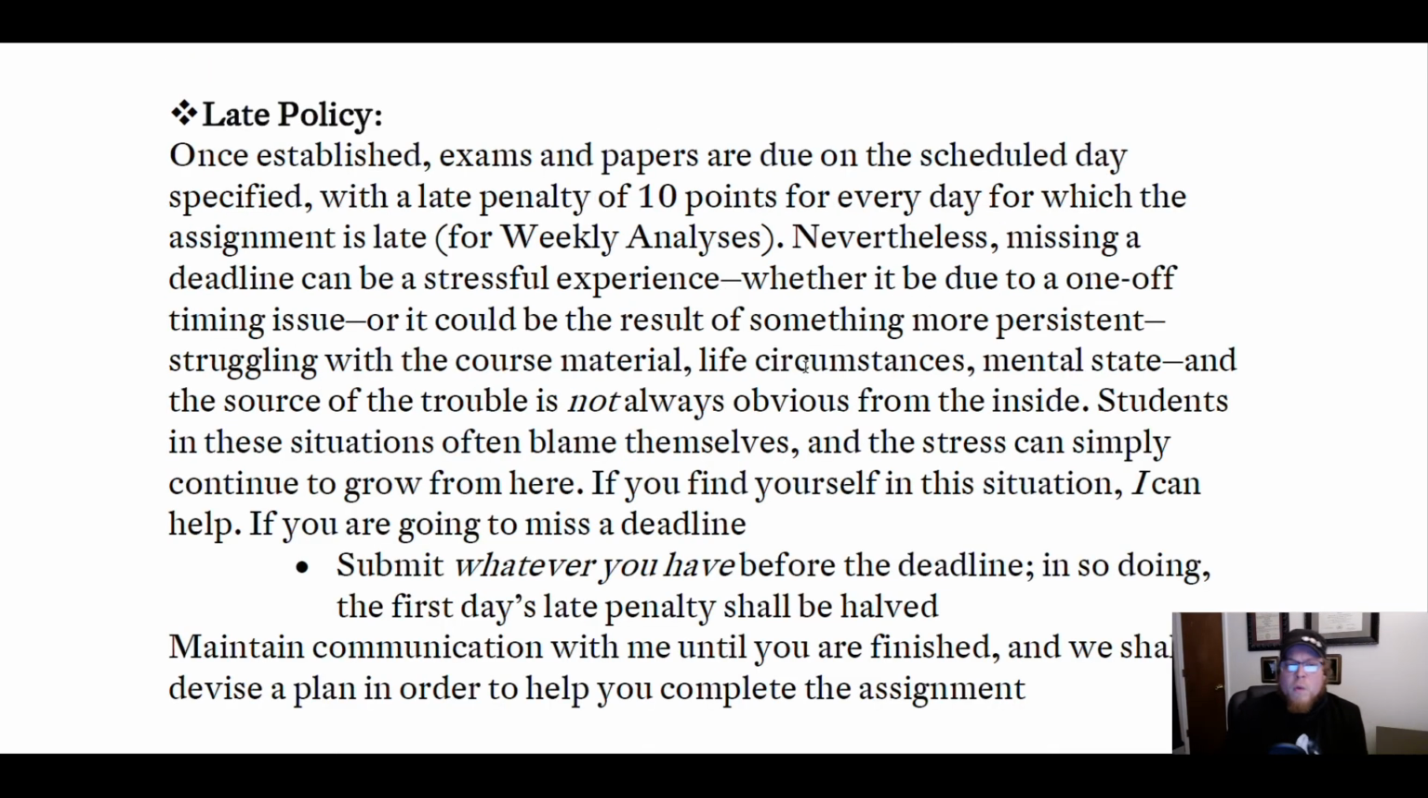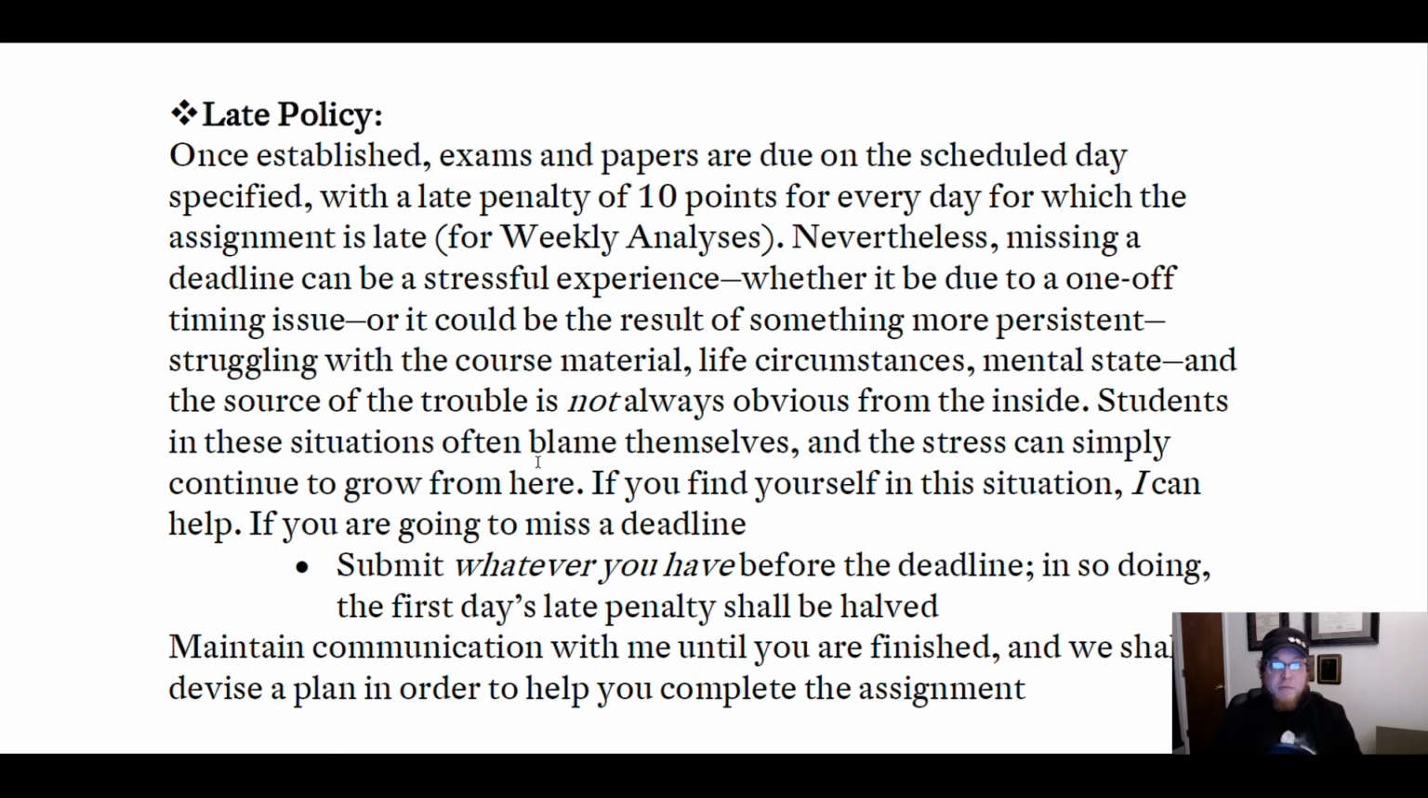Late policy. Once established, exams and papers are due on the scheduled day specified, with a late penalty of 10 points for every day the assignment is late for weekly analyses. So I do accept weekly analyses 10 points late a day. You already have the due dates for those. It's the final days of January, February, and March, respectively. You also have the due dates for the exams, which are March 8th and May 3rd, respectively.